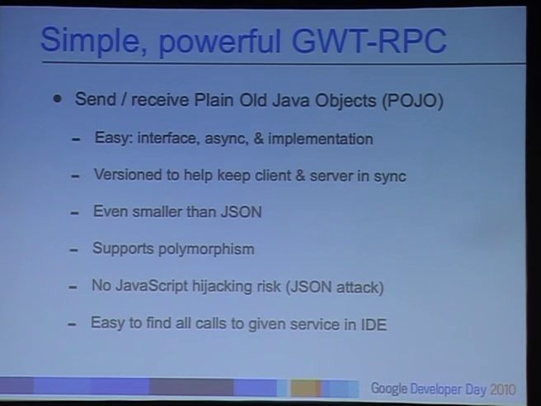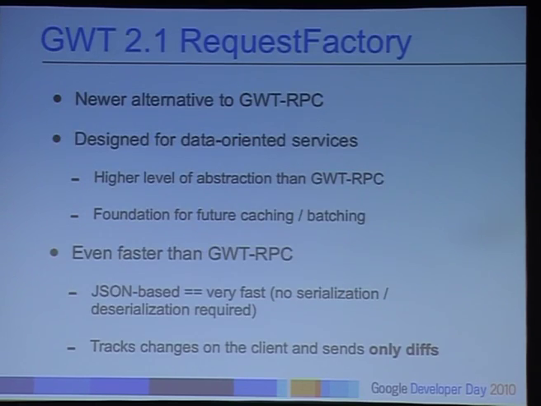So GWT RPC is very, very easy, very powerful. It supports polymorphism, so you can declare a return type on a service method, for example, that says, I want to get back an animal, and you might get back a cat or a dog, and that just works.